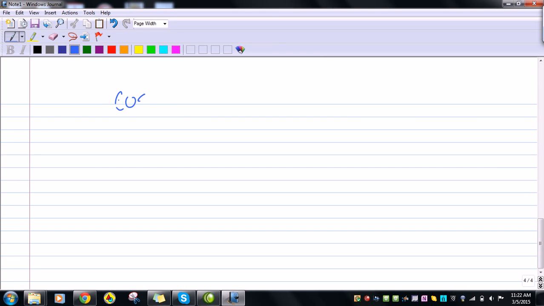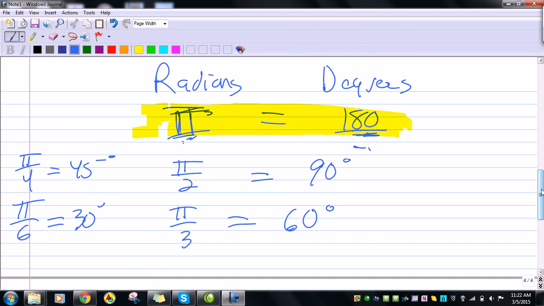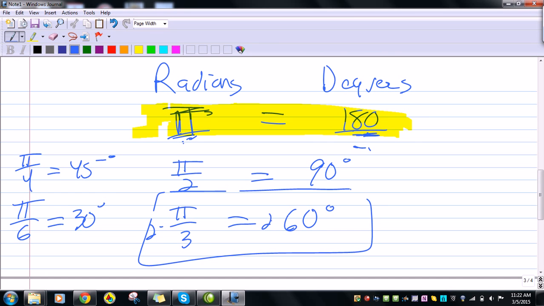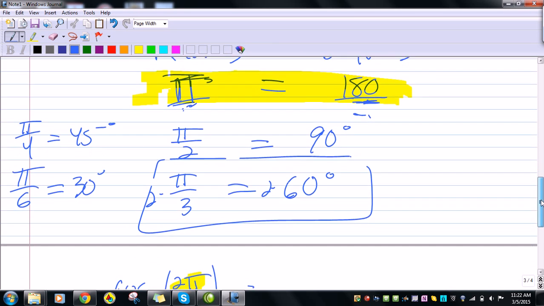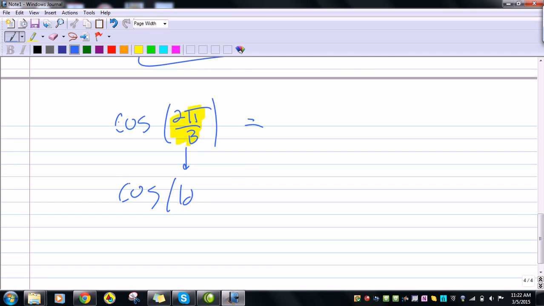Right? So one more thing I want you to consider. What if I asked you to evaluate cosine of 2 pi over 3? So most students would say, okay, that's radians. I don't quite know what that means. So I'm just going to change that to its equivalent degrees. So, 2 pi over 3 radians. Well, I remember my benchmark. Pi over 3 is 60. So 2 pi over 3 is going to be 2 times 60, or 120. So I'm just going to replace that with 120 degrees and proceed to evaluate the cosine as I normally would.